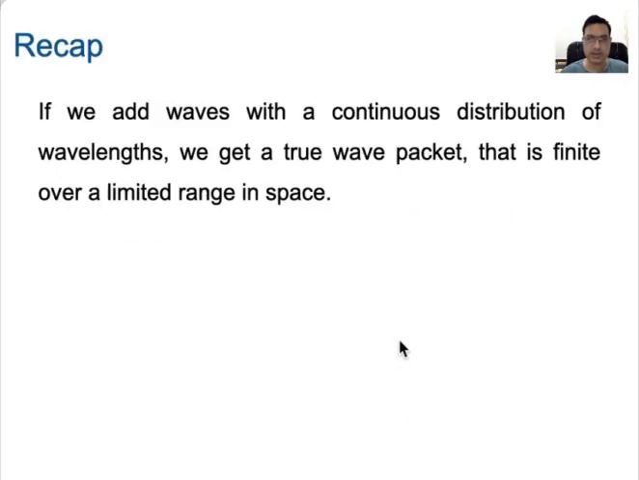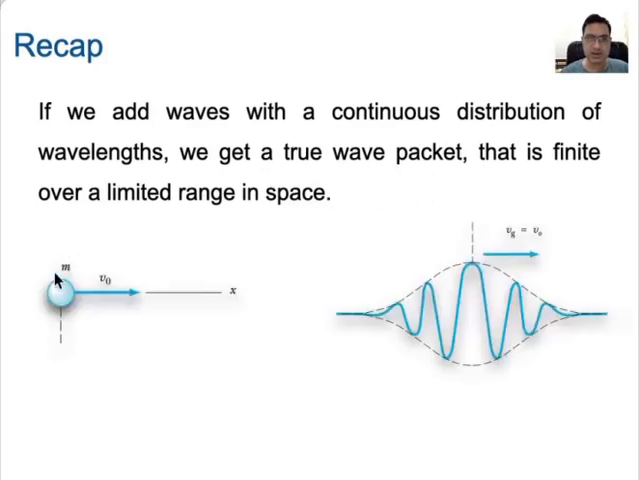The first thing we have learned in the previous lecture is that if we add waves with a continuous distribution of wavelengths, we get a true wave packet that is finite over a limited range in space. So this is a particle of mass m moving with velocity v0 along the x-axis, and this is a wave packet. That's what we have seen in the previous lecture, and this wave packet has a slowly varying envelope, and inside these waves are oscillating. These waves are of non-sinusoidal nature, and the envelope, or let's say the wave packet, is moving with velocity vg, which is the group velocity.